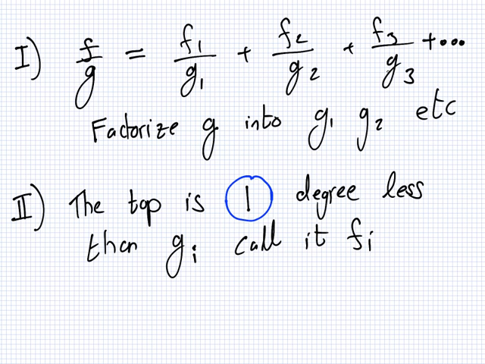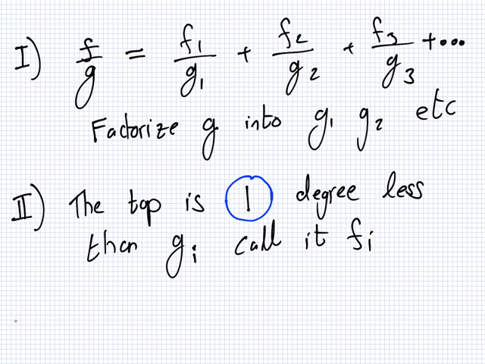Right. What is the thing before linear? Constant. So this would be a constant, this would be a constant, this would be a constant. Okay. For example, if this is a quadratic, then the f would be linear. If this was a cubic, then the f here would be quadratic. So, do you understand? The second rule says the top is 1 degree less than the bottom.